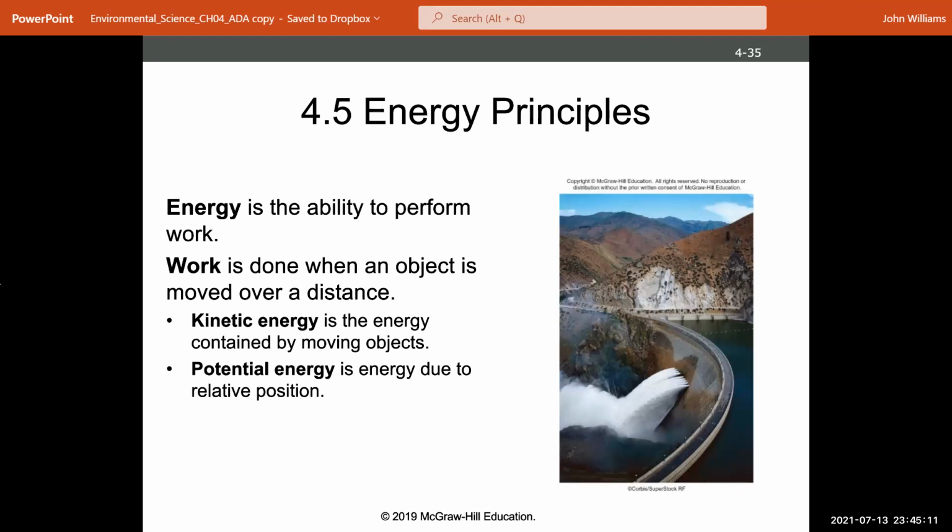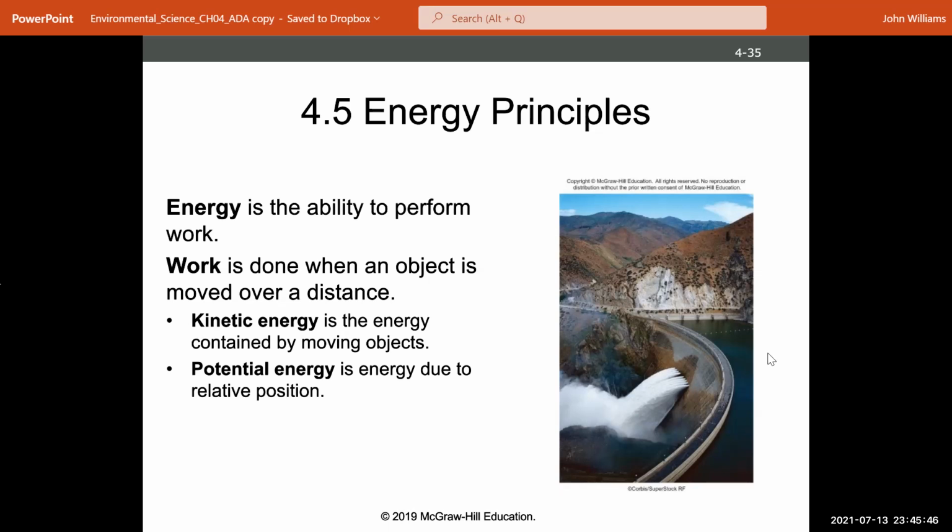All right, so one of the last things we're going to talk about in this chapter is energy principles. So energy, in the basic sense, is just the ability to perform work. So work is done when an object is moved over a distance. So energy can be found in two different forms. You have energy that is in moving objects, which is kinetic energy, and then you have potential energy, which is the energy in an object based on its position.